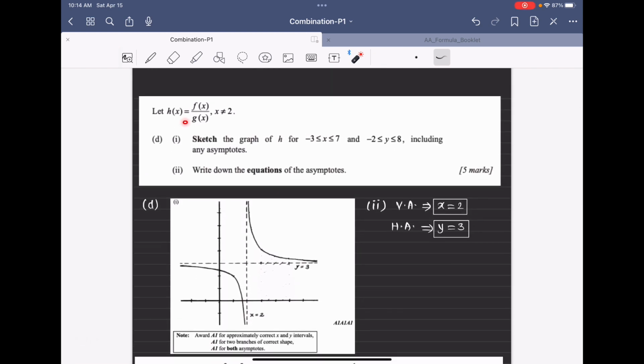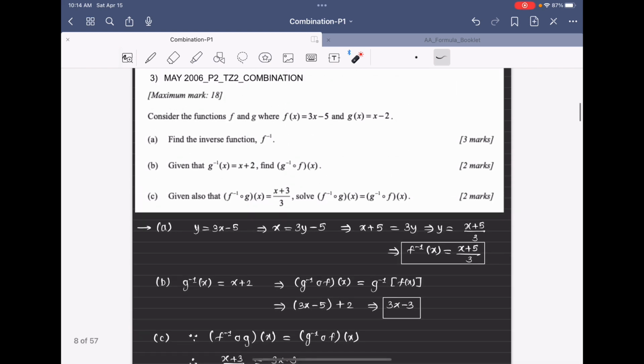Now h of x is equal to f of x upon g of x, where x you cannot take as 2. Why? There is a reason. Now they said sketch the graph of h from minus 3 to 7 and minus 2 to plus 8. This is the old question, 2006.